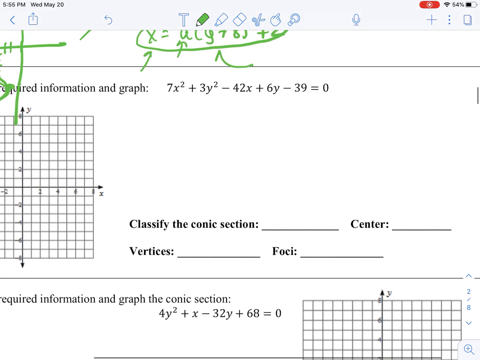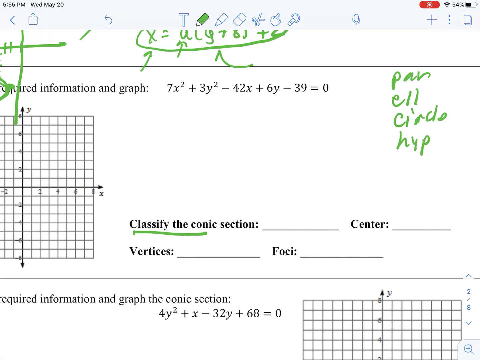Alright, now this one, let's talk about what it's going to be. Parabola, ellipse, circle, or hyperbola. Alright, not a parabola because two things are squared. It's not a hyperbola because it's a plus sign. So it's an ellipse because the coefficients are different.